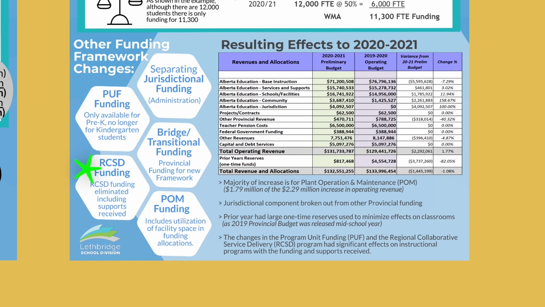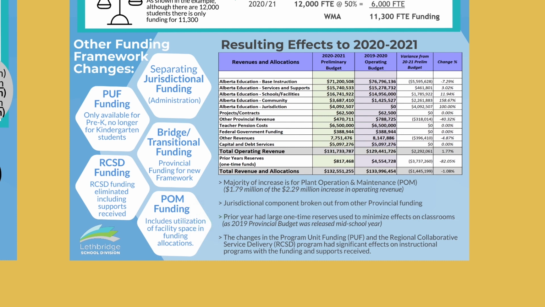The Regional Collaborative Service Delivery Program, or RCSD program, was also eliminated in 2020, in which this program provided the division some direct grant funding and many additional supports for our students. The new Learning Support Grant includes a portion of this PUF and RCSD funding that was allocated within the new funding framework, however, not to the same level of the supports that the division had been receiving through these programs previously.